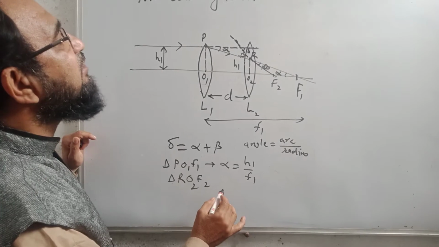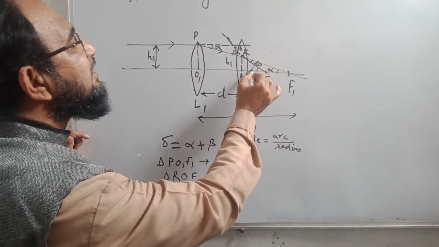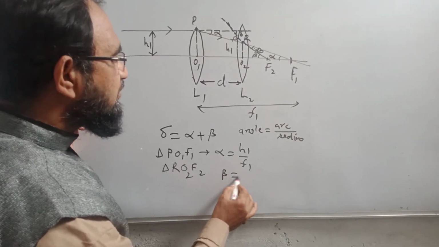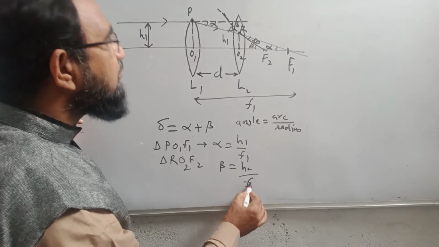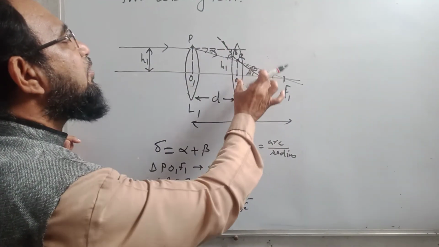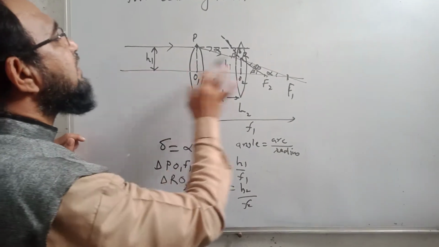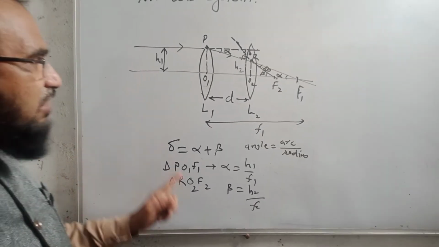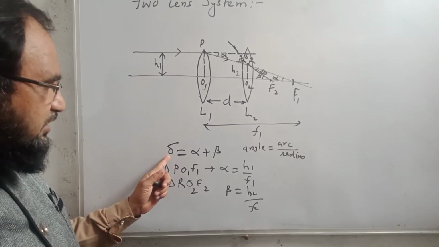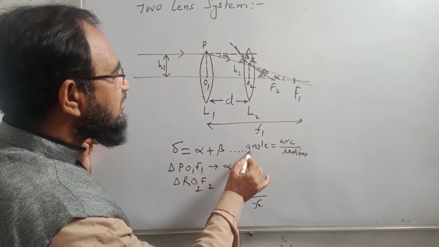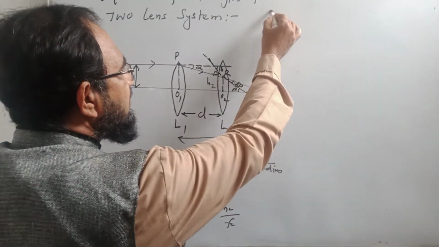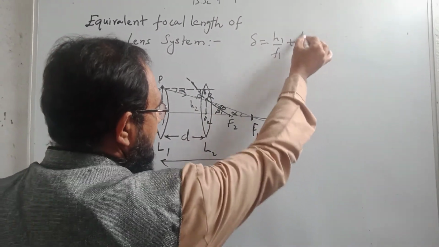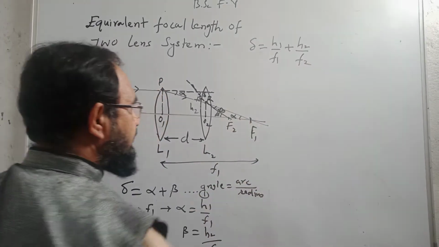Similarly, I use the triangle R O2 F2. Here this angle is beta, and this angle is also beta. So beta is equal to H2 upon F2. This height is H1, this height is H2. Substituting these values in the equation of delta, let us call it equation number 1, delta is equal to H1 by F1 plus H2 upon F2.